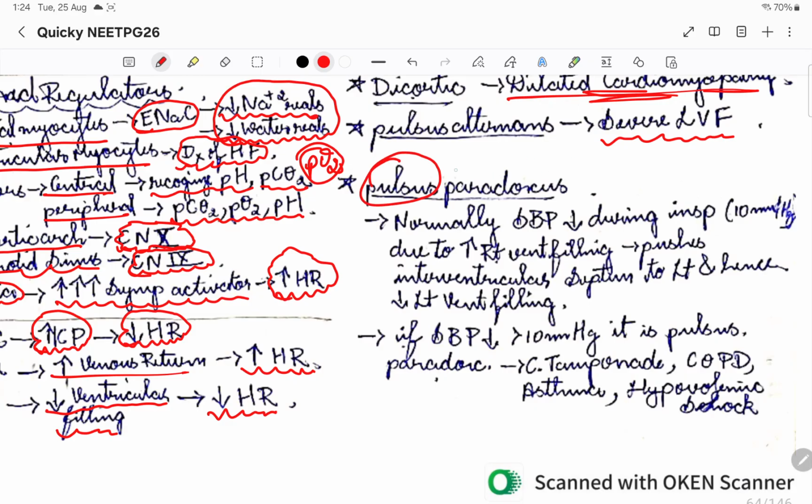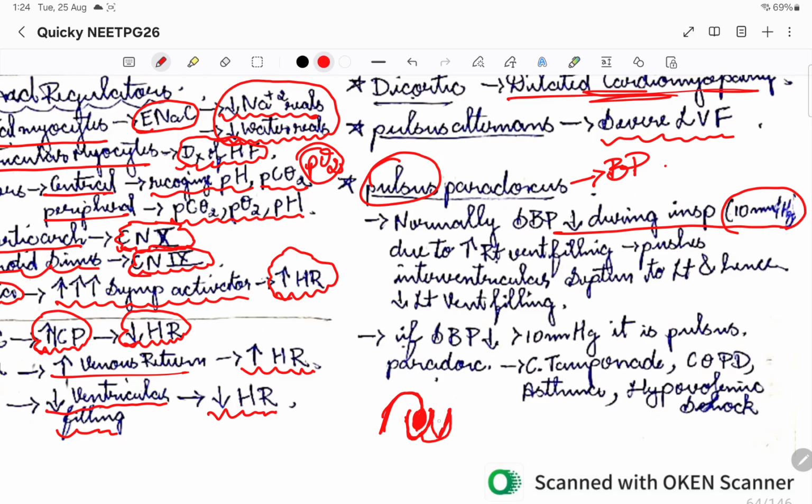Now coming to pulsus paradoxus, this is not related to pulse. Please remember, pulsus paradoxus is a misnomer. It is related to BP, not pulse. Normally systolic blood pressure reduces during inspiration by up to 10 mmHg. Why this happens is because during inspiration there is increased ventricular filling, meaning in the right ventricle there is too much blood pooling in, due to the negative pressure.